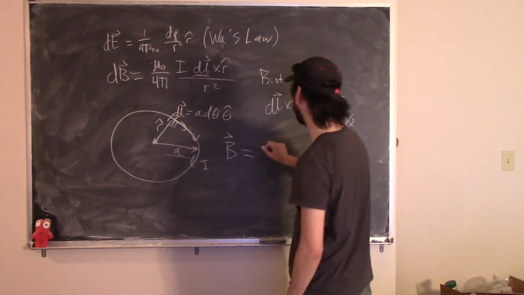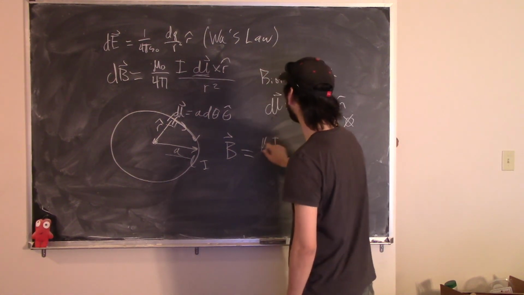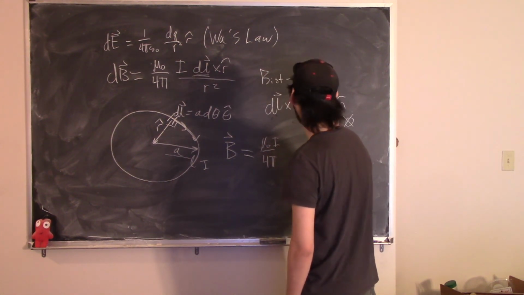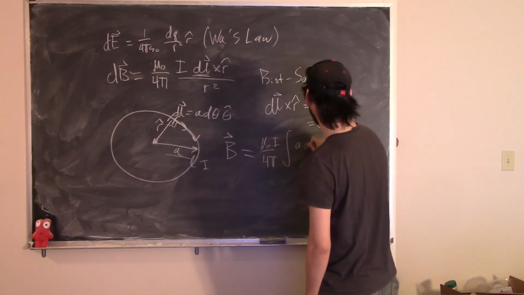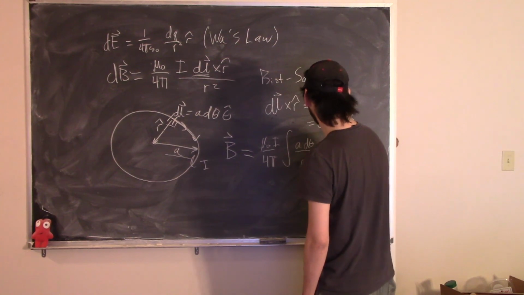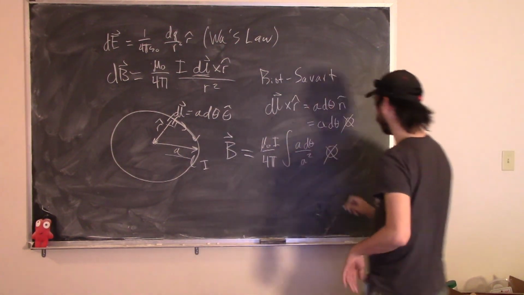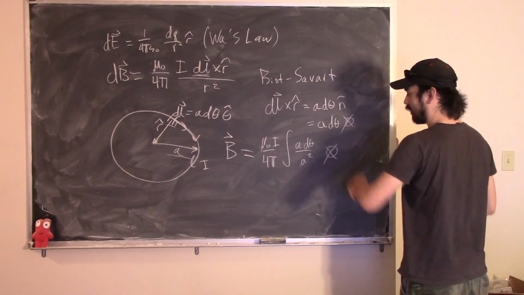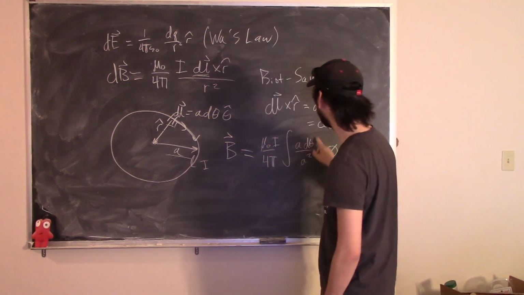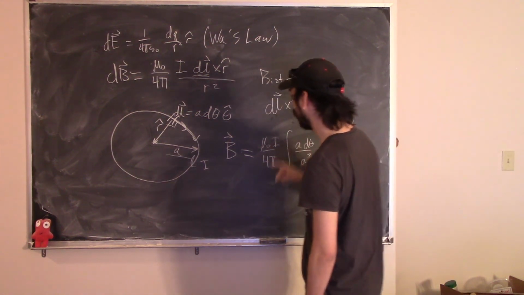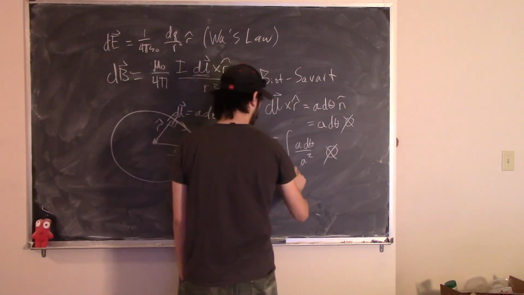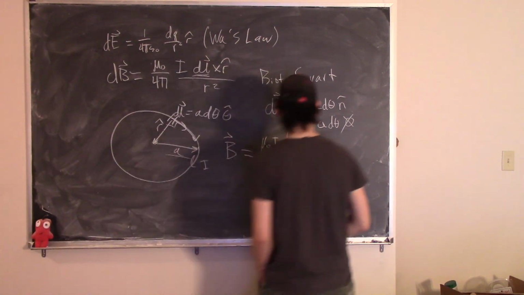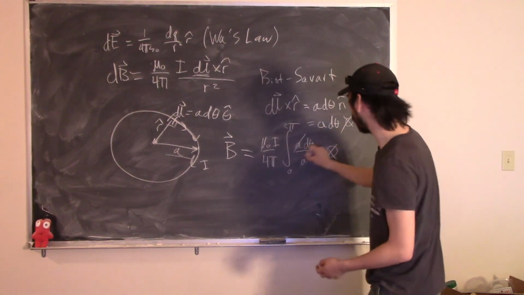So this is going to say this is mu naught I divided by 4 pi times the integral of a d theta divided by a squared times a vector that's going to be pointing into the page. And this integral for theta starts at 0 and goes all the way around the circle. So this goes from 0 to 2 pi. Okay?